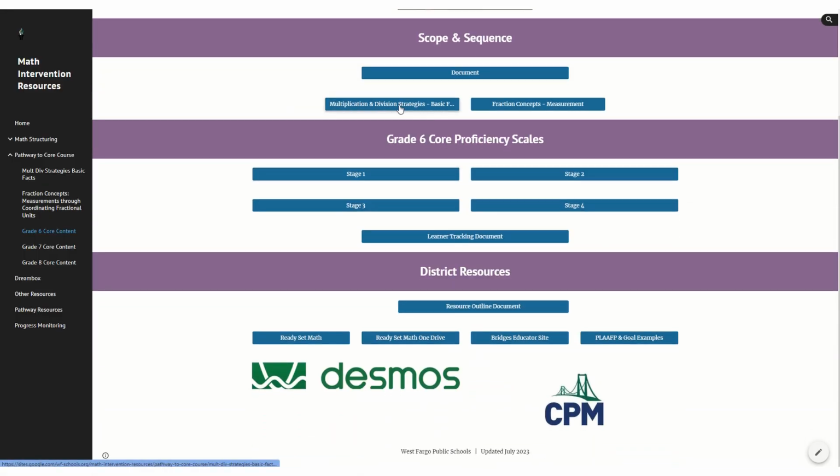Also, you have the multiplication and division areas because this needs to be accomplished first before you engage in the core content. For each stage, there is a proficiency scale that outlines in detail how the progression of learning should look.